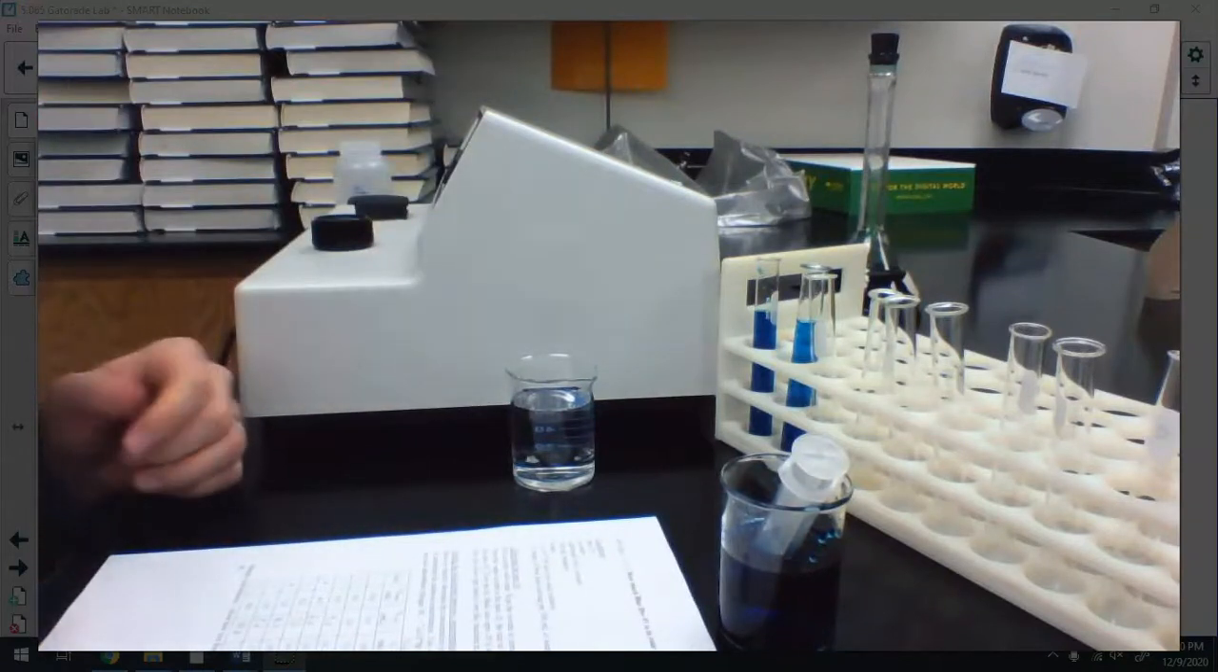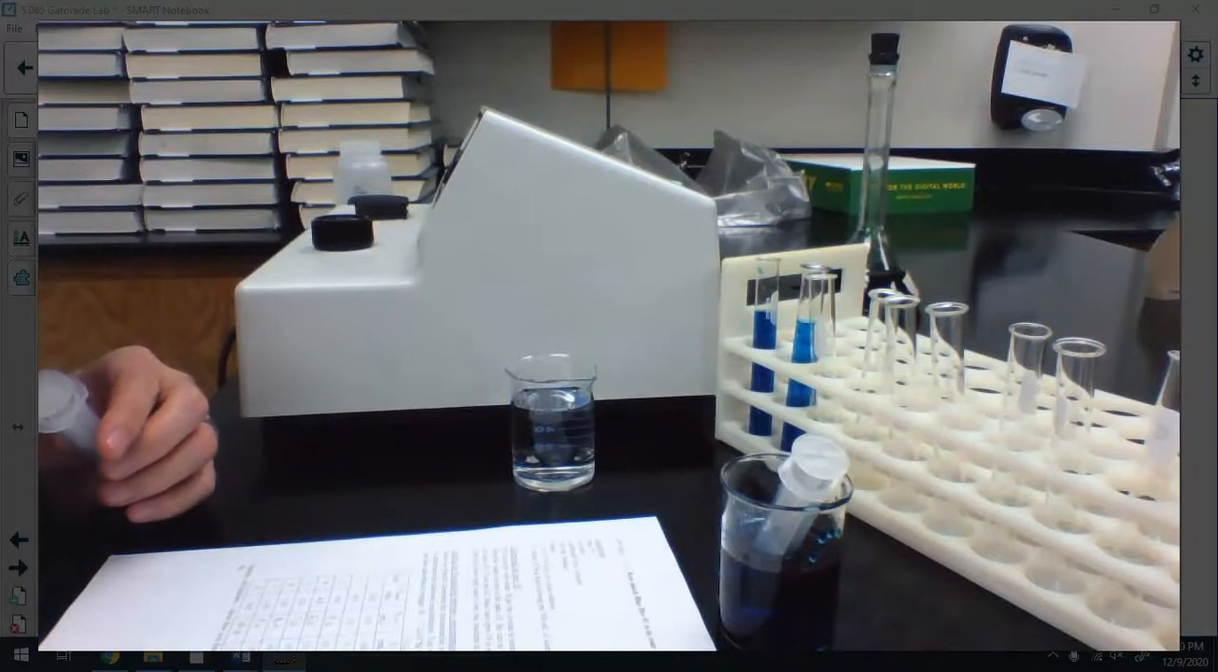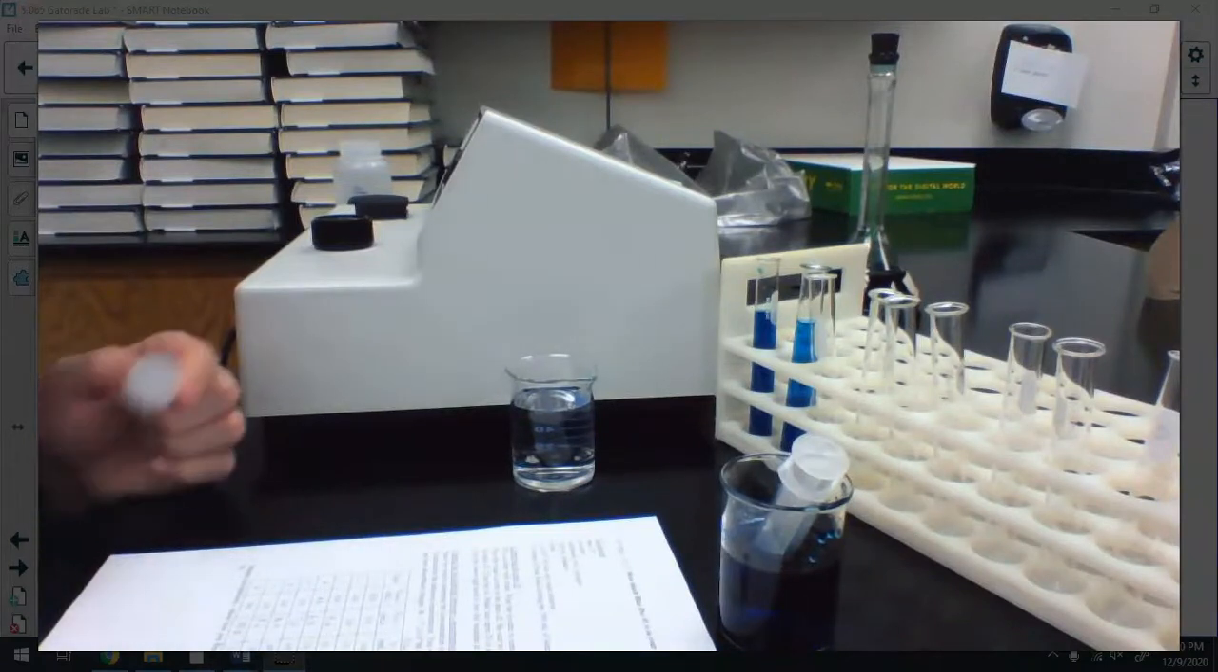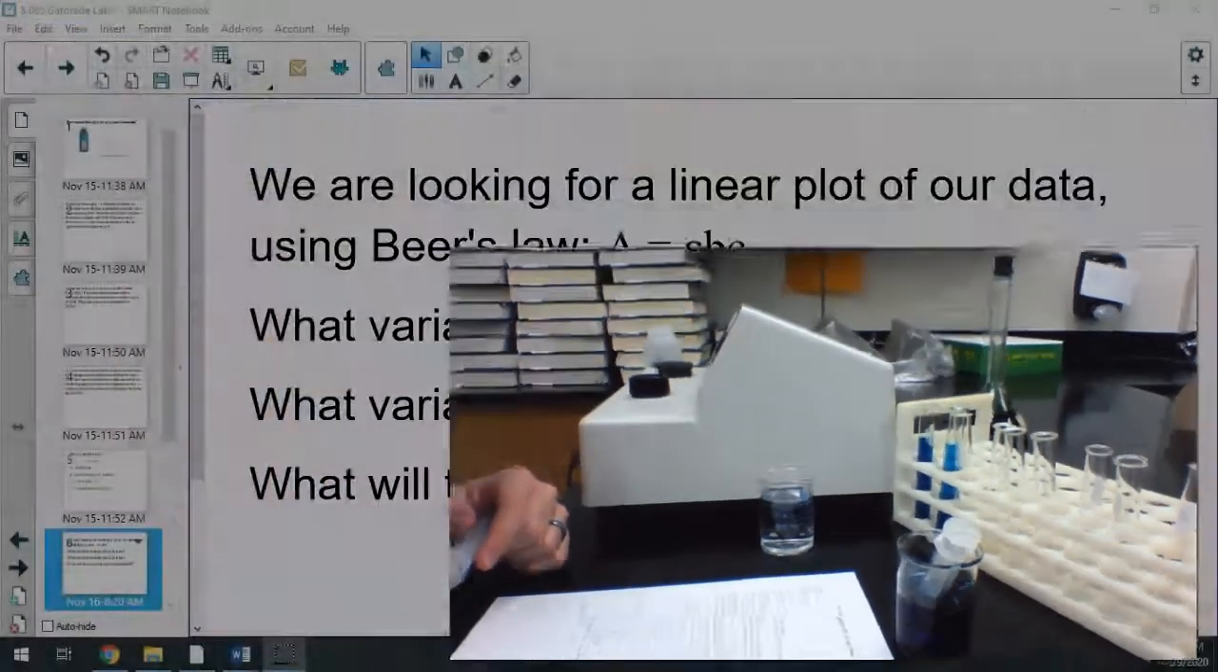So I could bore you and I could let you watch me do this for 10 minutes, but let's not. I'm going to pause it. I'll be back in a second. I'll get all of these solutions made up based off of the instructions on that sheet, and then I'll explain how I'm going to use the instrument and go through the steps in that process.